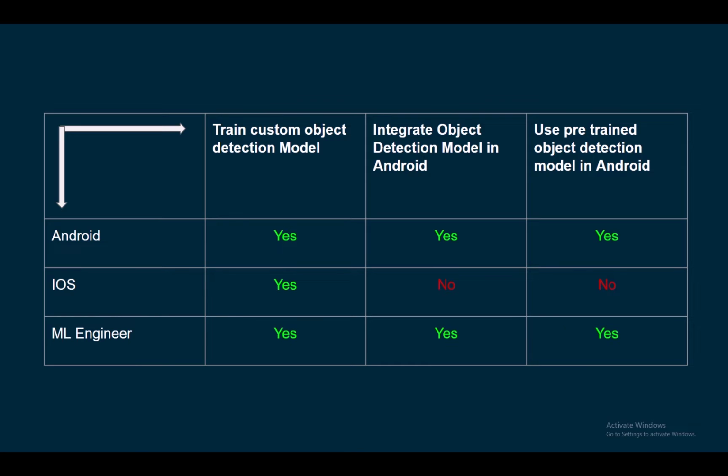And if you are an iOS developer, then you can just take the first part and learn to train a custom object detection model for iOS. But the integration of that model inside iOS application is not included in this course. And if you are a machine learning engineer who wants to integrate his existing object detection models in Android, then you can also take this course.